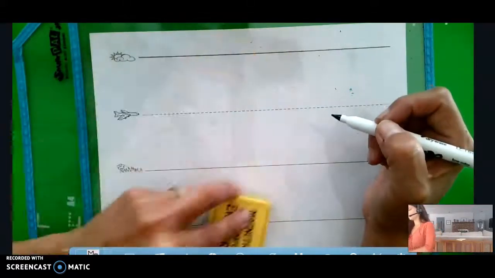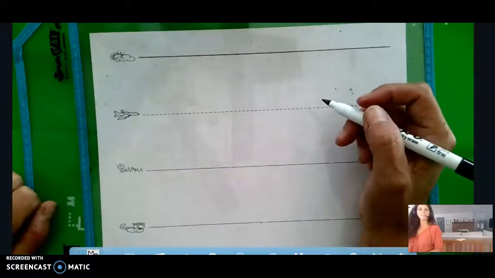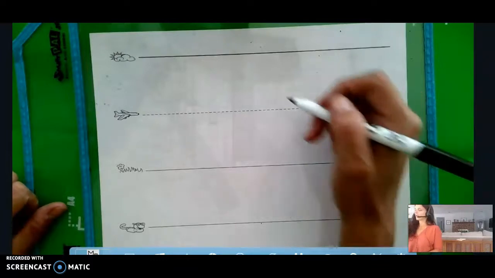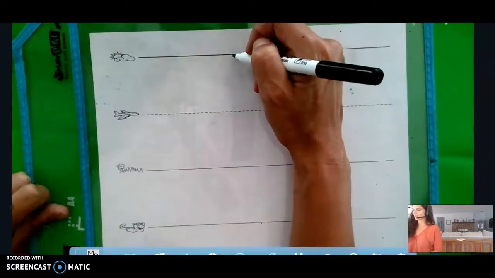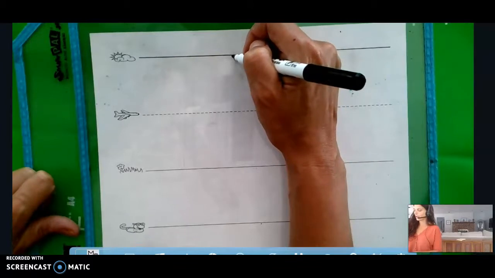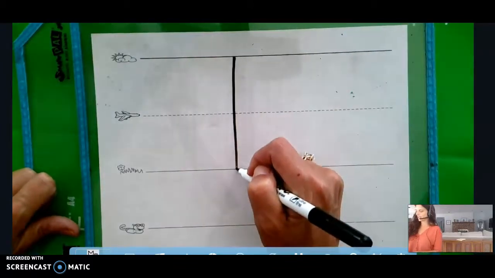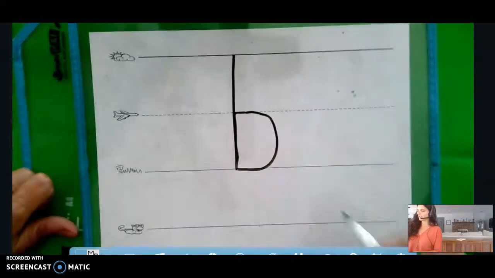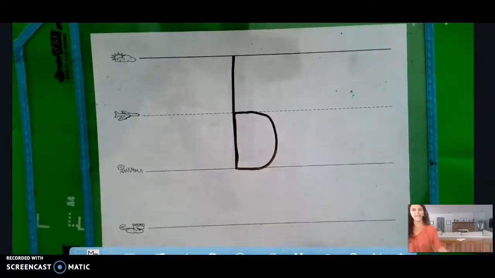Good. Okay, last but not least, B. That's right, it's a B. And it's a skyline letter. So you start at the skyline, you go straight down to the grass line, you go back up to the plain line and give B a belly to the grass line. B, bat, B.